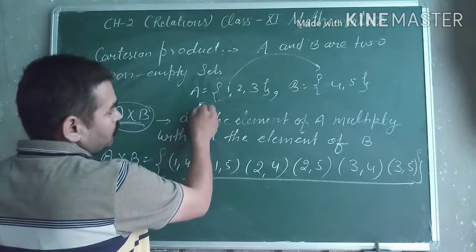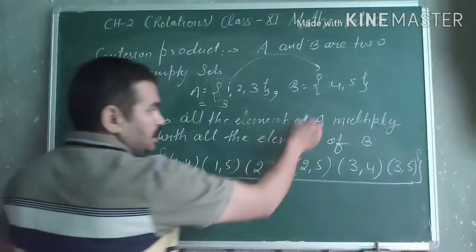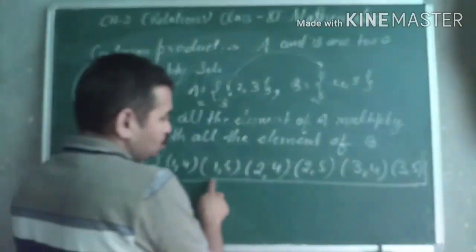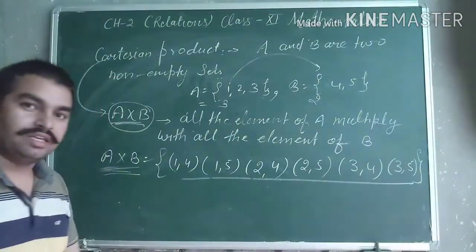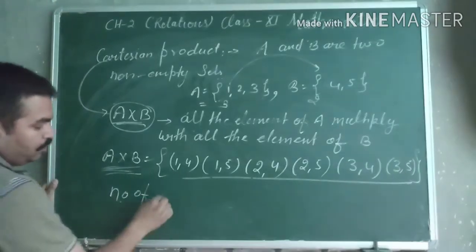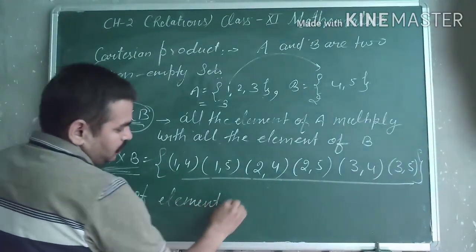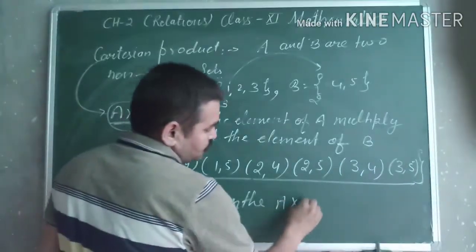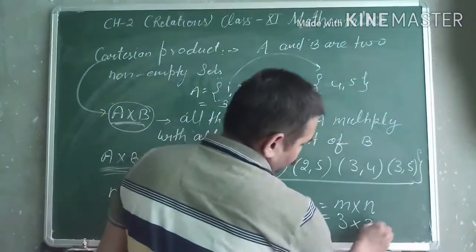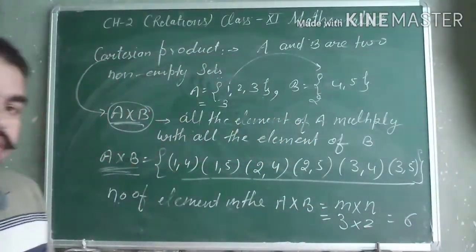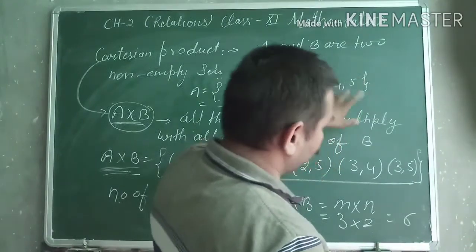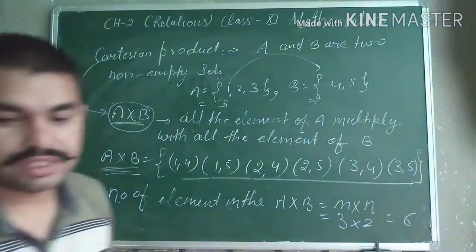So how many ordered pairs are there in A cross B? There are a total of 3 elements in A, and you can see that in the cross product there are 1, 2, 3, 4, 5, 6 elements. So the number of elements in A cross B is equal to M times N. If M is 3 and N is 2, then it equals 6. Yes or no? Are you getting it or not? यहाँ 4 होते, यहाँ 3 होते, तो 4 3s are 12. There would be 12 elements.